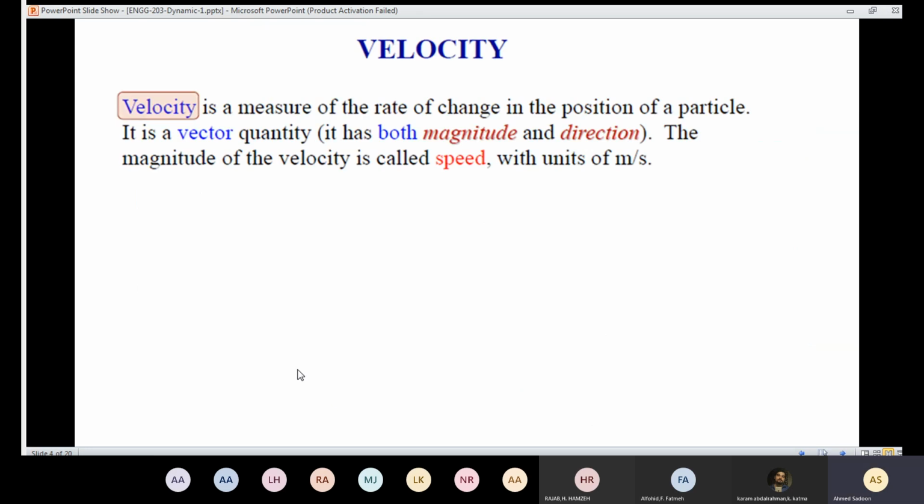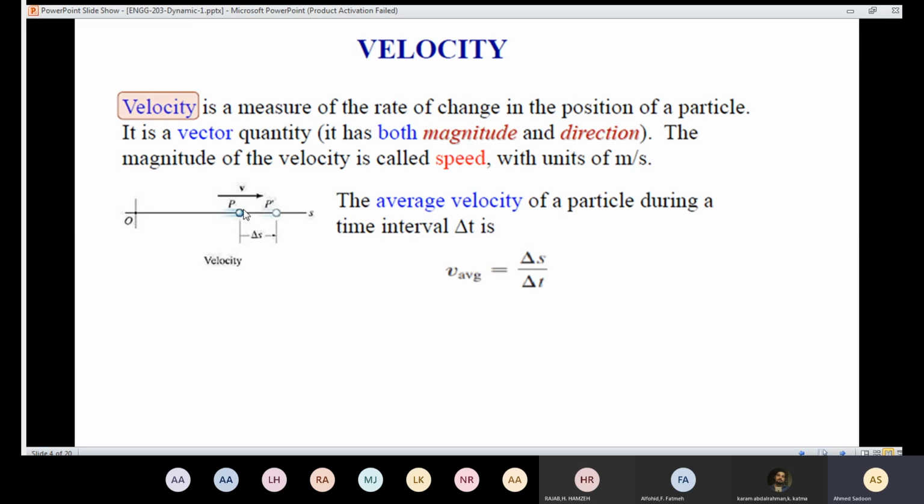Also, we need to understand the velocity. The velocity is a measure of the rate of change in a position of a particle. So if I'm going to have a particle here, and the initial location was here, and the final location was there. Now the particle is going to change its location from here to there. So the velocity is a measure of the rate of change. So we want to know how that particle is going to move. We need to know the rate.